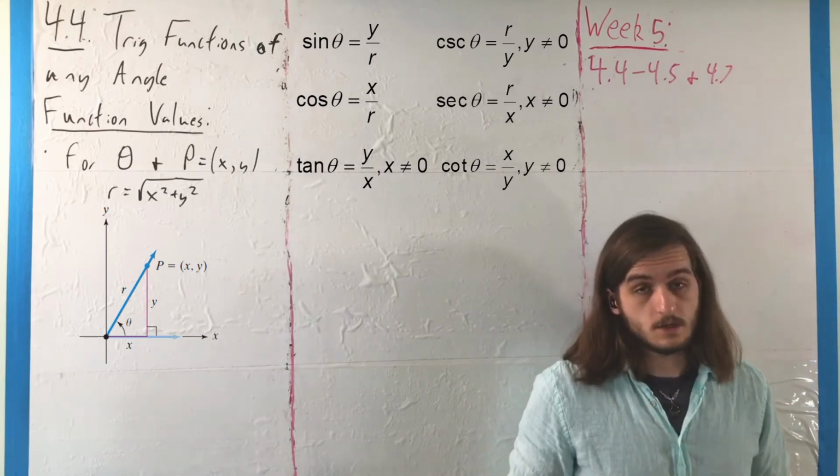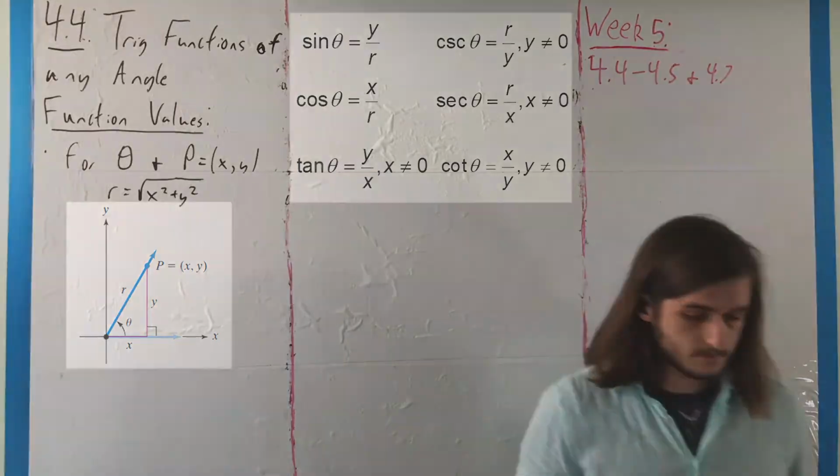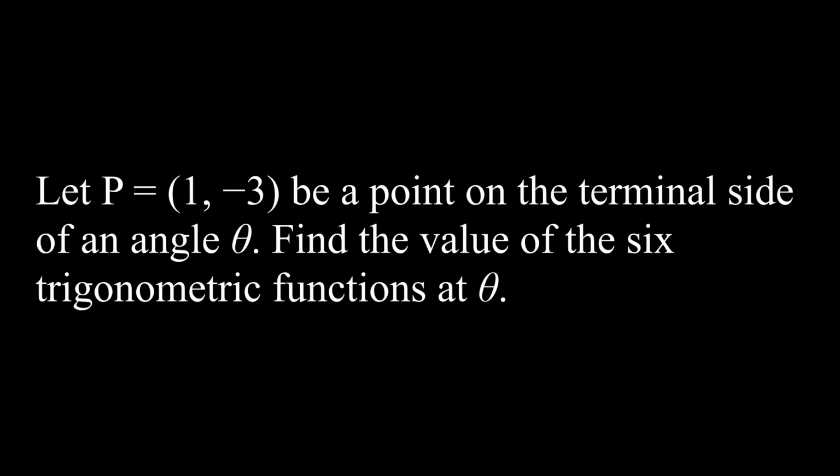And to help see this a little bit clearer, we're going to take a look now at an example. So for our example, we have the point P equals (1, -3) on the terminal side of some angle theta. And we want to find the value of the 6 trigonometric functions at that angle theta.